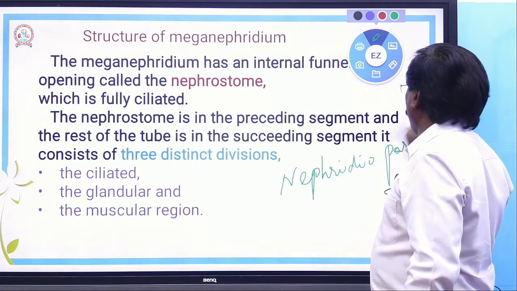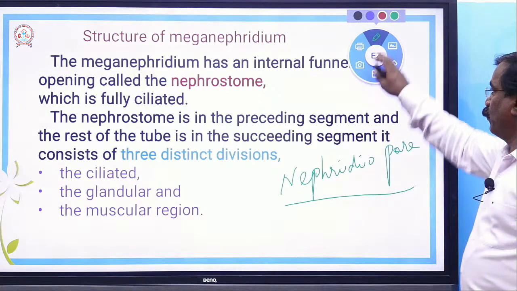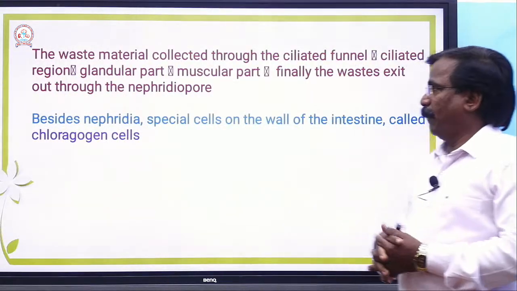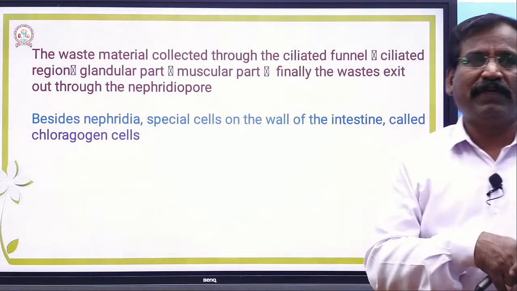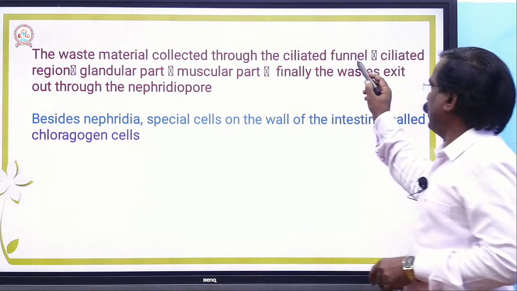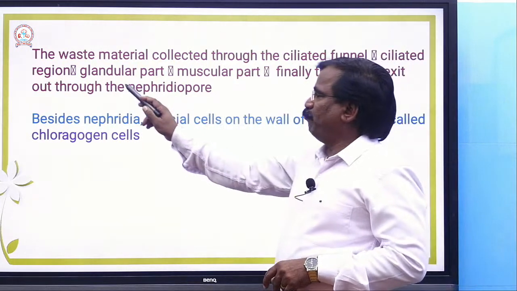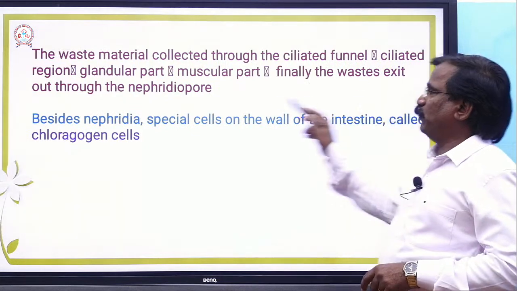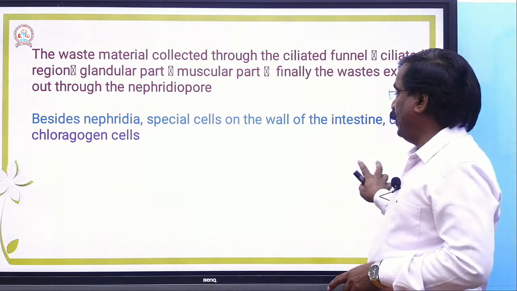Nephridiopore. Pore means opening. The muscular region opens to the exterior. That is the nephridiopore. So usually the waste collected from the nephrostome reaches the ciliated part, then the glandular part, then the muscular part, and finally it is sent out through the nephridiopore. This is very important.